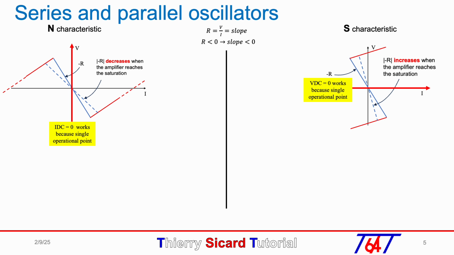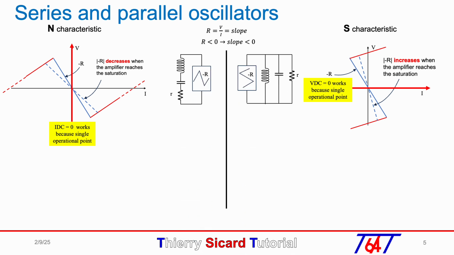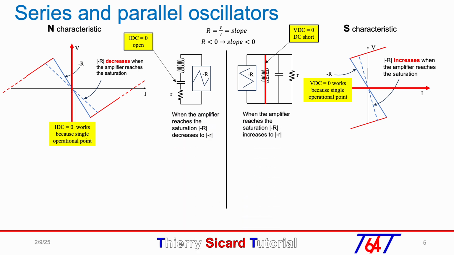point. So the N characteristic fits well to the series RLC because the DC current is 0 due to the series capacitor. Similarly, the S characteristic fits well to the parallel RLC because the coil provides a DC short circuit with VDC equals 0. The serial RLC oscillator must be in series with a negative resistor of characteristic N.